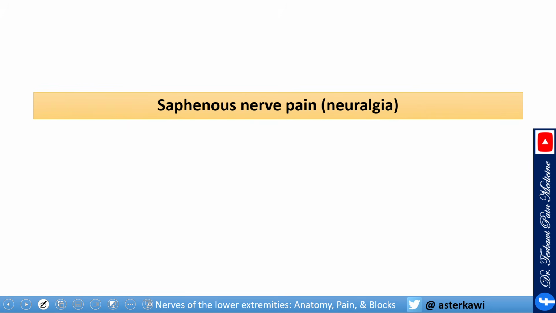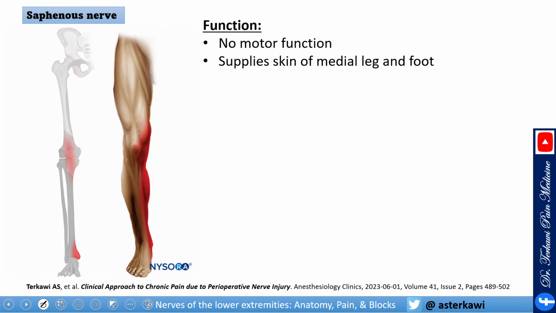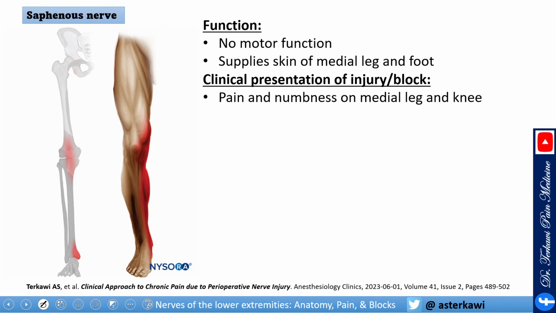So let's shift gear and talk about saphenous nerve pain or neuralgia. As we know, the saphenous nerve is a pure sensory nerve. It innervates the medial aspect of the leg and the foot and the knee, of course. So when you have a neuralgia, of course, you have pain and probably numbness, neuropathic pain, in the distribution of the nerve.